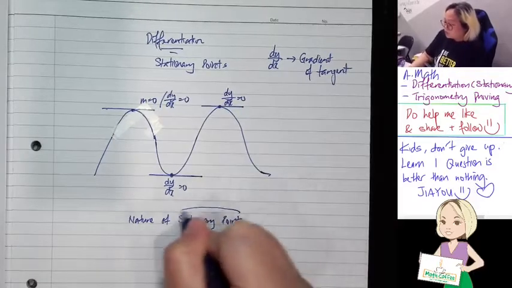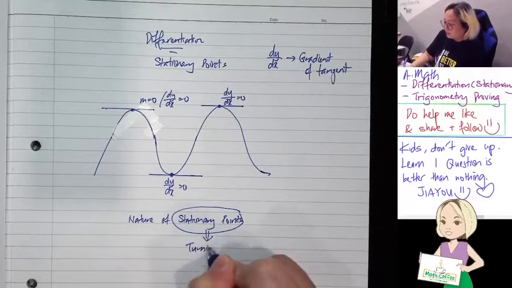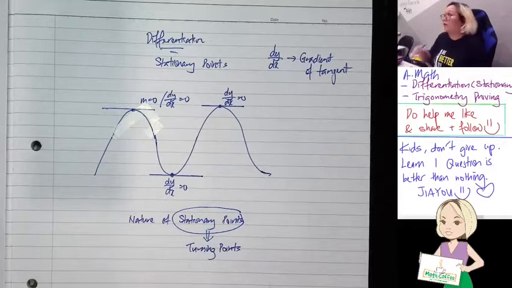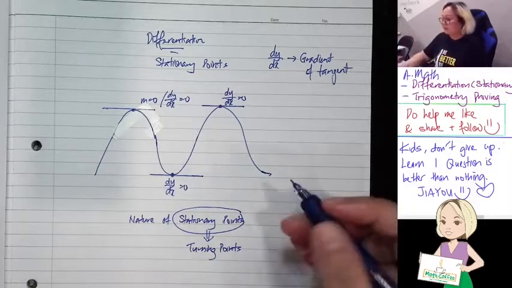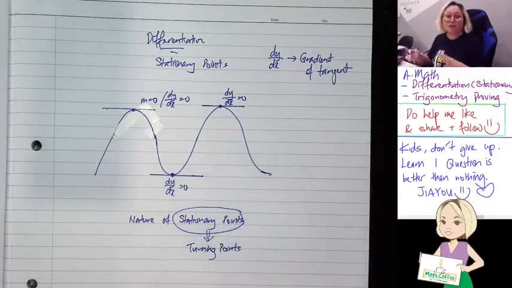Stationary point has the same meaning as turning point. In coordinate geometry you see turning point; in differentiation they call it stationary point, but they mean the same thing. These two terms are very general, because it can mean a maximum point or a minimum point.